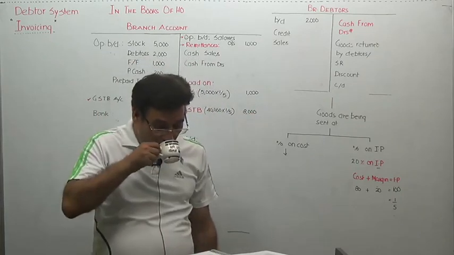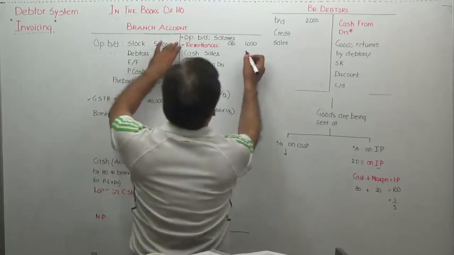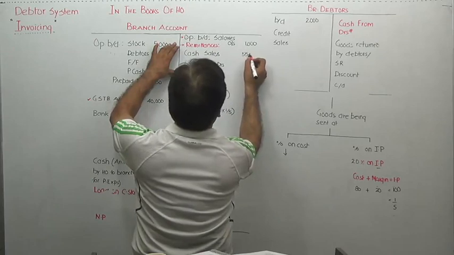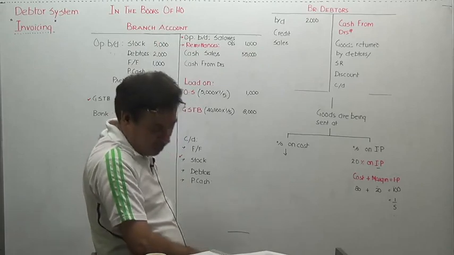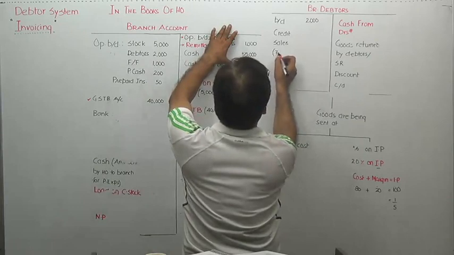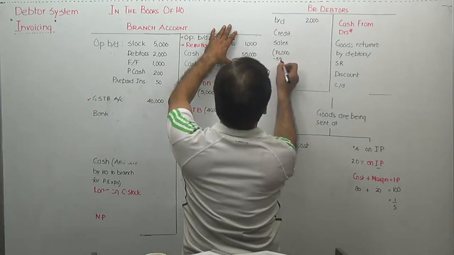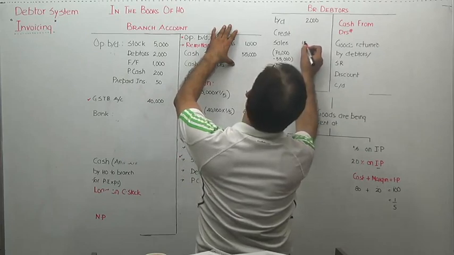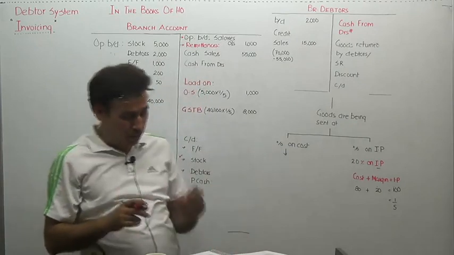Then it is given to you cash sales 55,000. Cash sales is 55. So you are going to write here 55,000. Besides that, you have been given this line, total sales 70,000. Now, total sales 70,000, cash sales 55,000. So, 70 minus 55 is nothing but your credit sales. And credit sales will figure in debit side of branch debtors account. Why? Because it's a transaction between customers and branch.